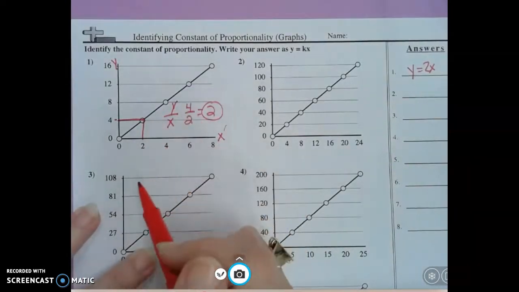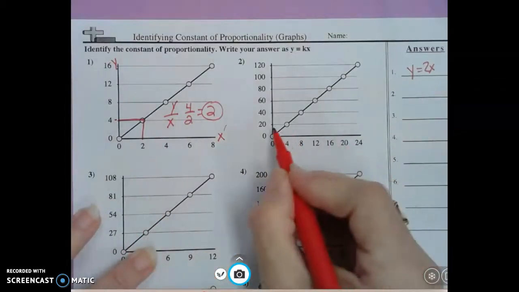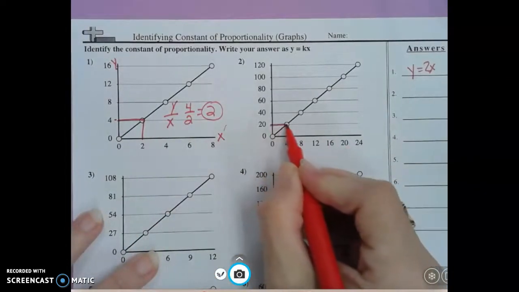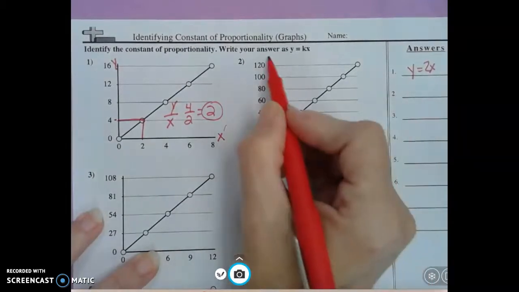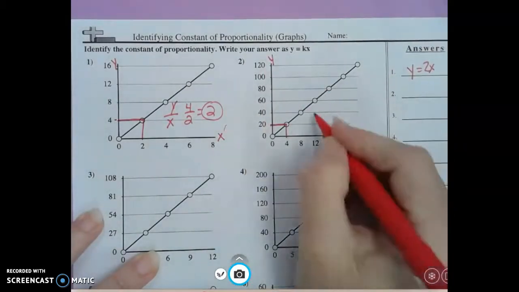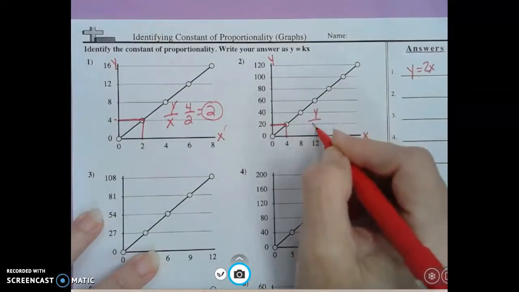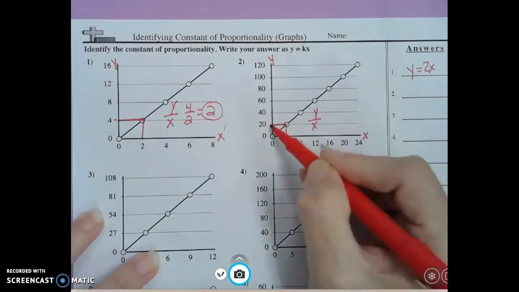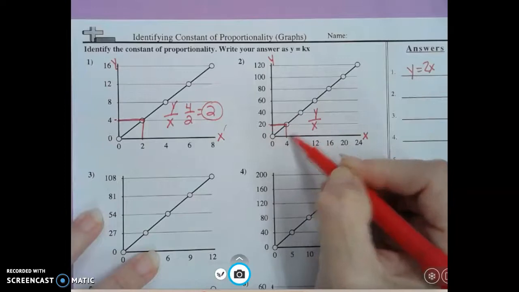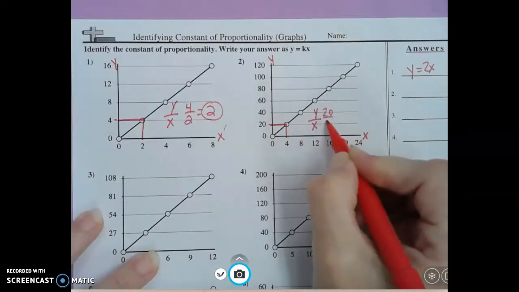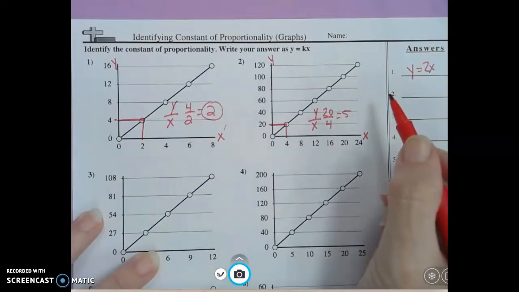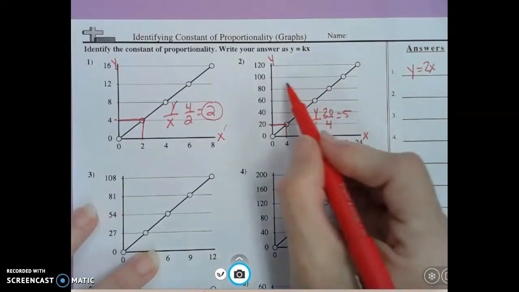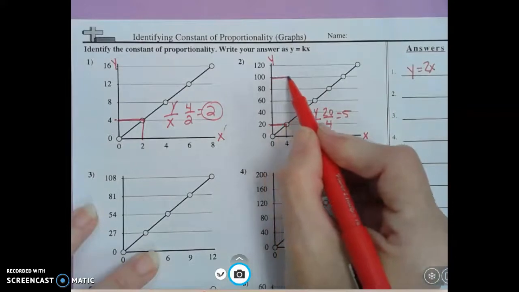Okay? So now if we look at the next one, it's a 20 and a 4. Remember, this is x and this is y. And we're supposed to take y and divide it by x. So in this case, it would be 20 divided by 4. And 20 divided by 4 gives us 5. If you wanted to do a bigger number, there's no problem with that either. You can go, we got 100.